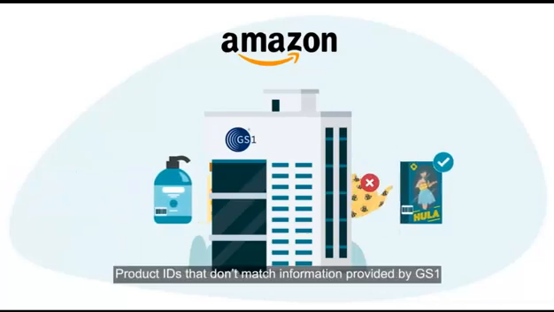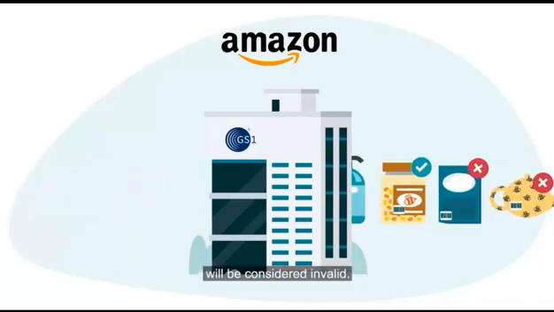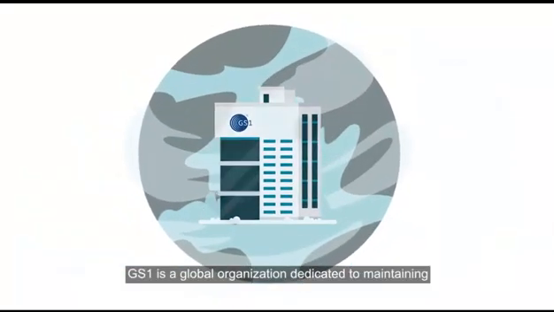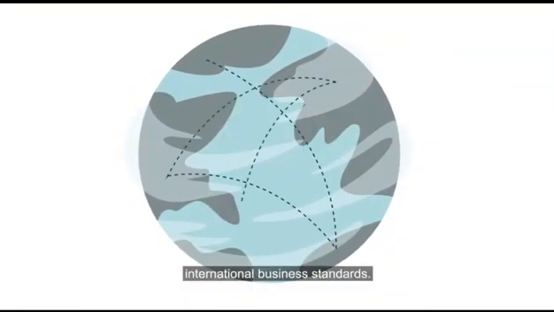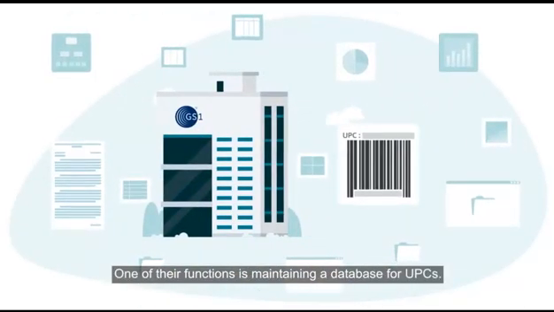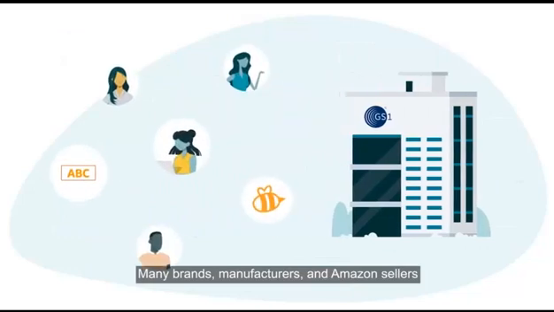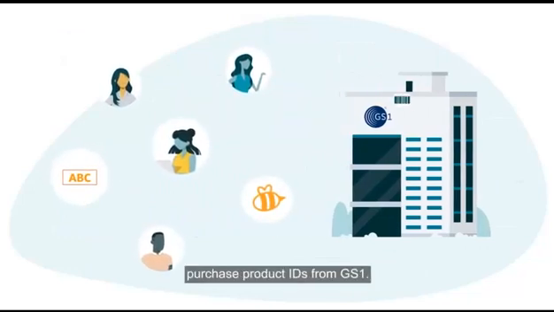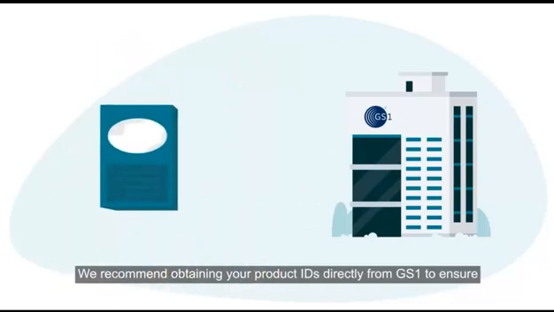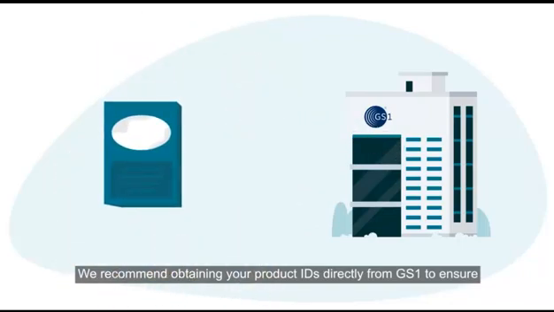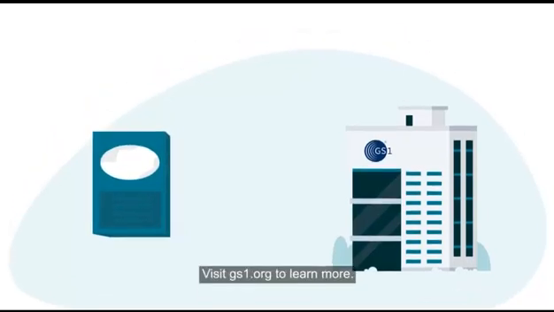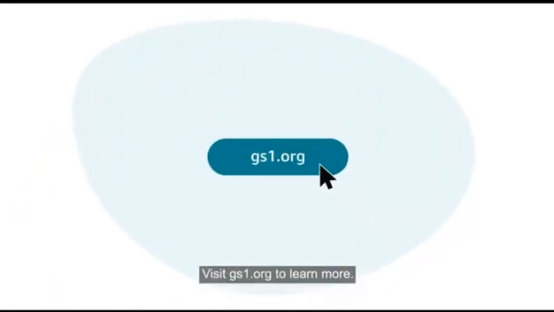Amazon verifies product IDs using the GS1 database. Product IDs that don't match information provided by GS1 will be considered invalid. GS1 is a global organization dedicated to maintaining international business standards. One of their functions is maintaining a database for UPCs. Many brands, manufacturers, and Amazon sellers purchase product IDs from GS1. We recommend obtaining your product IDs directly from GS1 to ensure the appropriate information is reflected in the database. Visit gs1.org to learn more.